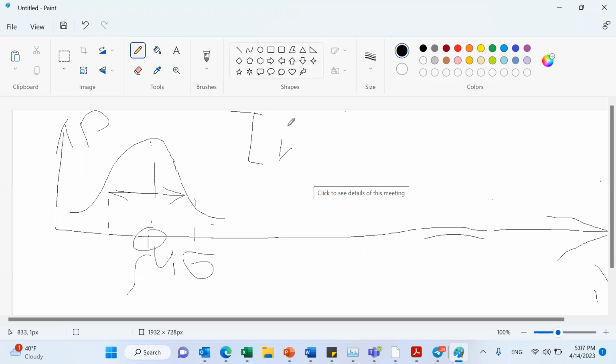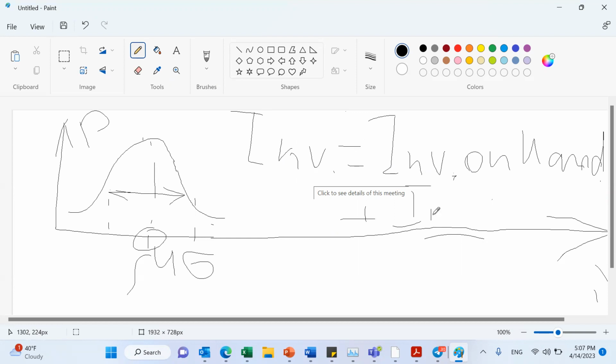Your inventory will have inventory on hand, right? It's basically your warehouse. And it will have your inventory on order, on its way, right? And basically what's on order and what's on its way also has different components. It may have different orders, right?